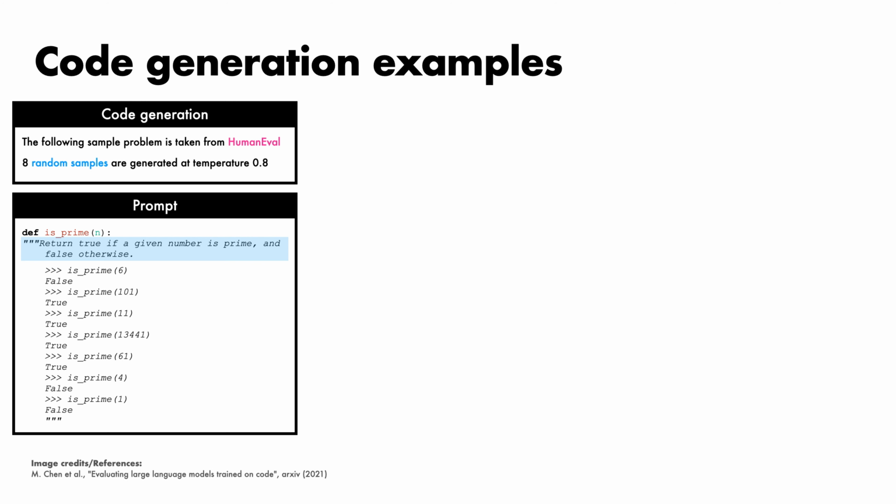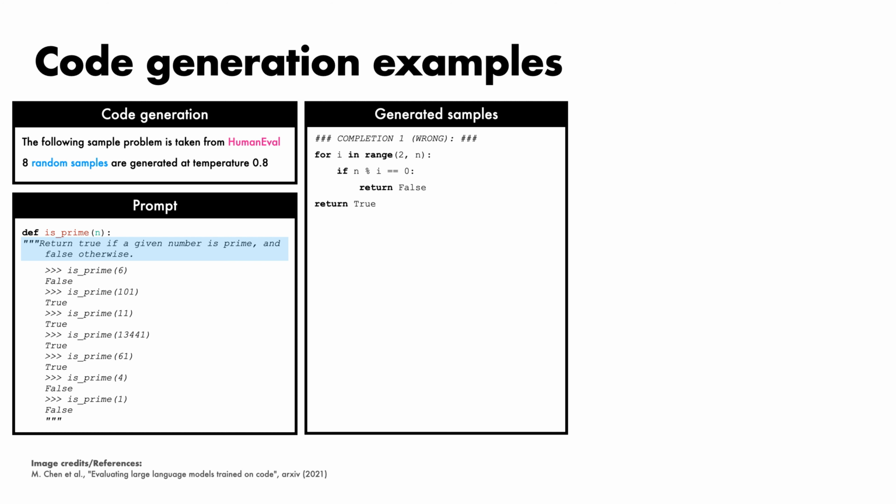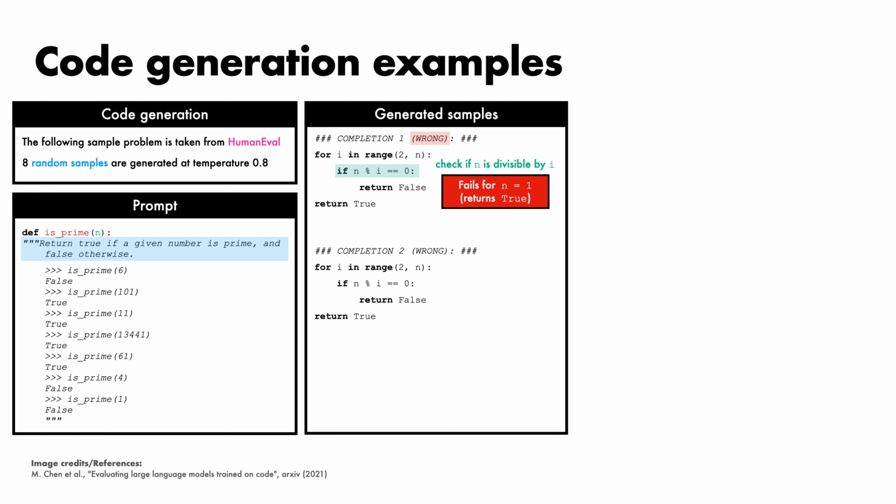Given this function header and docstring as a prompt, the first completion provided by Codex is the following, which checks if any integer between 2 and n divides n with no remainder. This solution is wrong. It fails for the example test case of n equals 1, for which it returns true rather than false. The second completion provided by the model is also wrong, since it is exactly the same completion as the first one, and hence fails for the same reason.